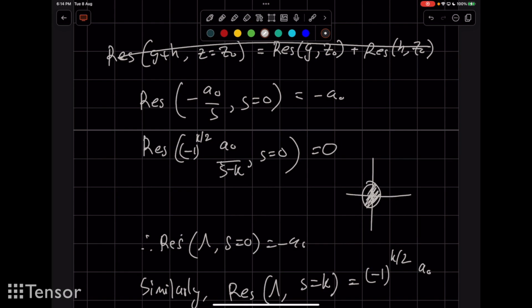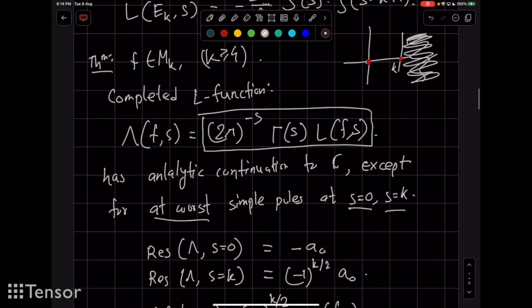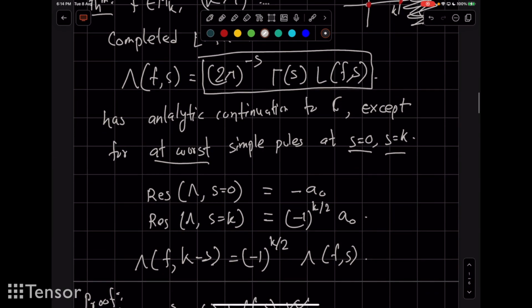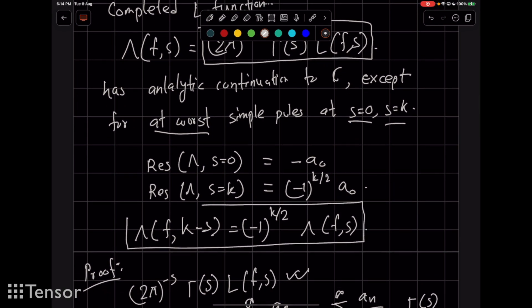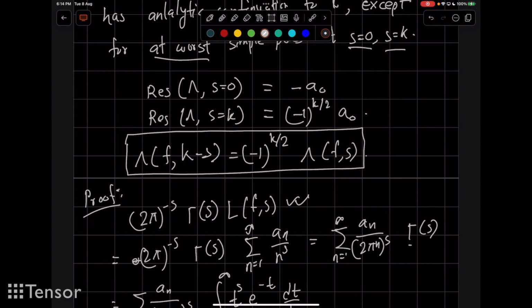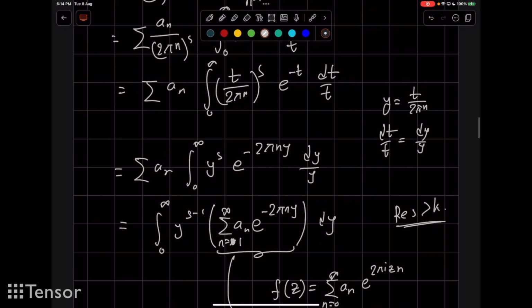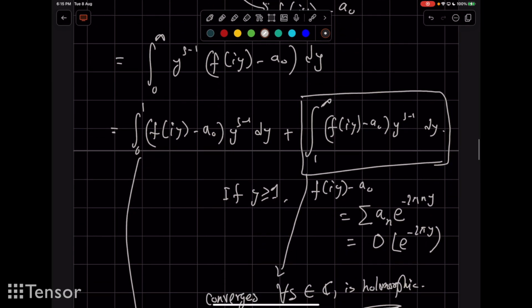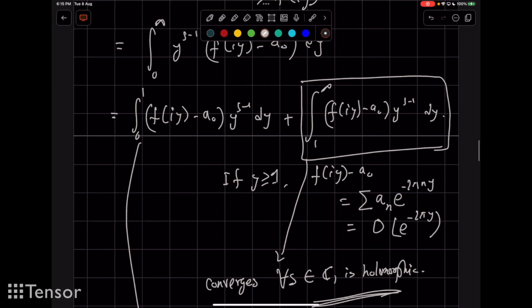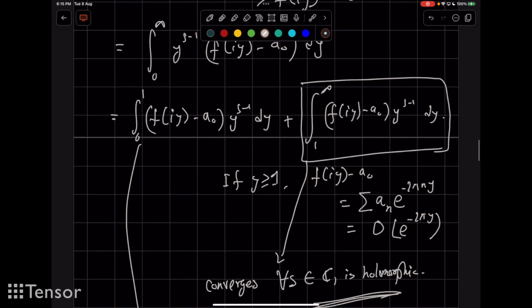And furthermore, we had another functional equation, that is this. So how do you prove this functional equation? We just replace all the s by k minus s in our formula. So let's see how it changes. So this integral right here, if we replace s by k minus s, how does this formula change?